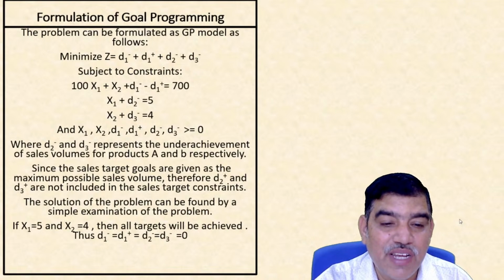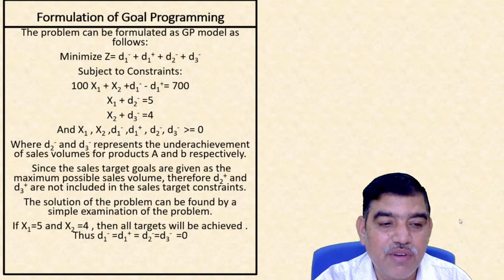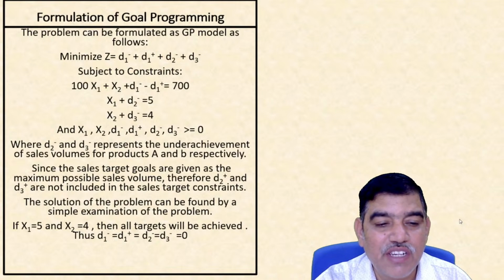The important point I explain again is that d2 positive and d3 positive are not included, because the sales target goals mentioned in the question are maximum possible sales volumes. If it is mentioned as minimum, then we add x1 plus d2 negative minus d2 positive equal to 5. The solution of the problem can be found by simple examination, because it is a simple example. If d2 equal to 0 and d3 equal to 0, that is simply x1 equal to 5 and x2 equal to 4, then all targets will be achieved.